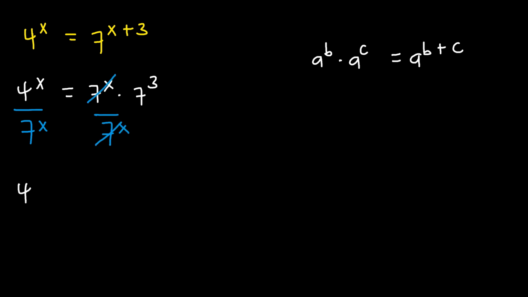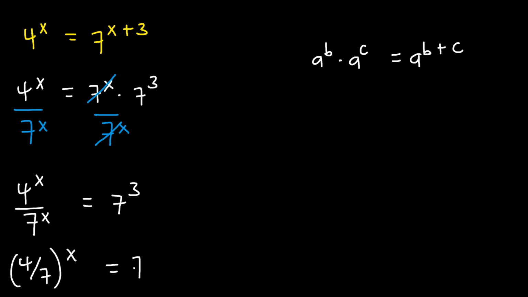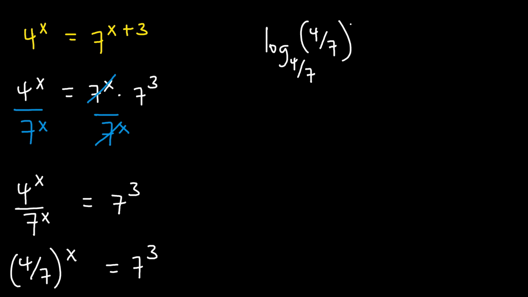And so we shall have 4 to the power of x divided by 7 to the power of x equaling 7 to the power of 3, which can also be written as 4 divided by 7 raised to the power of x equaling 7 to the power of 3. And at this point, let's introduce log base 4 divided by 7 on both sides. So we shall have log base 4 divided by 7 of 4 divided by 7 raised to the power of x equaling log base 4 divided by 7 of 7 to the power of 3.